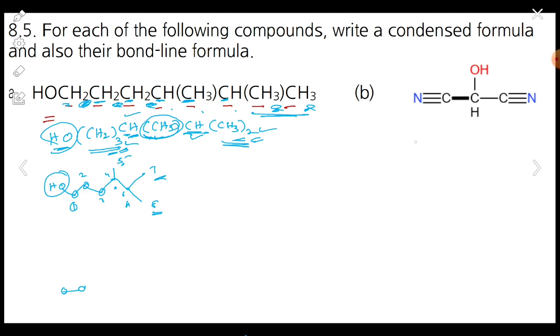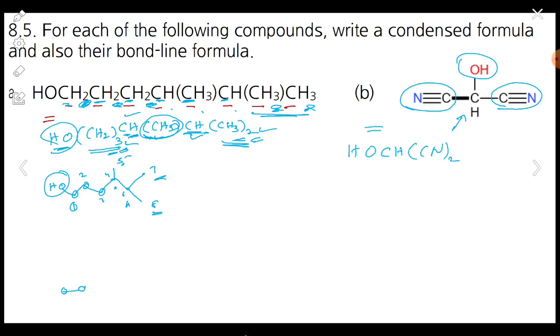How to write the condensed structure for this one? So this can be easily written. In fact, if you look at both ends, you have two CN in common, and both are attached to a single carbon. So you can write like this, right? Within a bracket you can write CN. Am I right? Twice. Then what is left? OH is left. Simply write OH. That's all. This is the condensed structure.